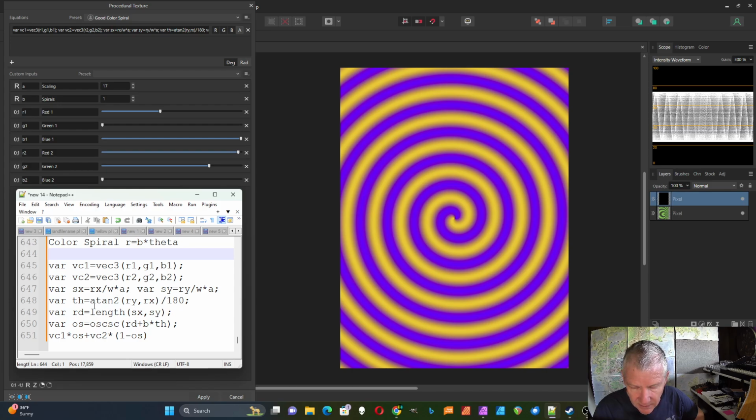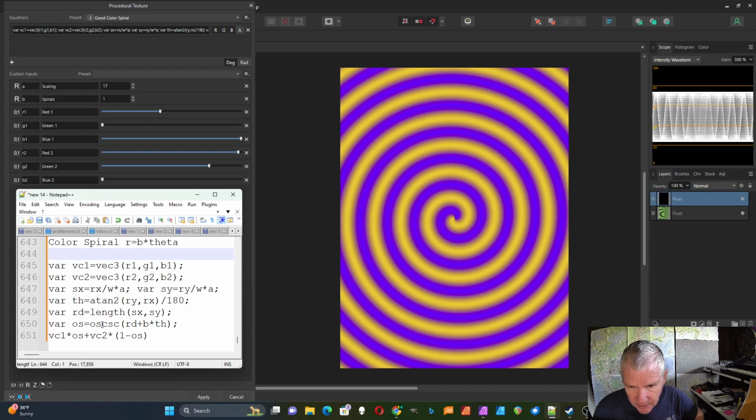So the arctangent 2 function handles that and looks at the sign of these values rather than just taking the ratio of the two numbers. Anyway, I scale that, divide by 180. Then to get the radius, I use the function called length, and I put my x and y parameters into that.